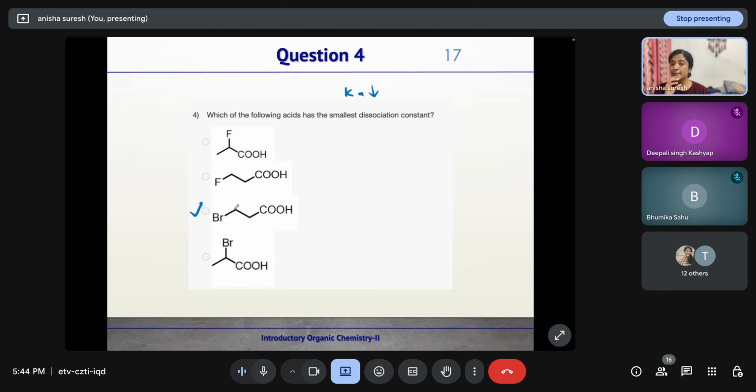Whereas in this case, the bromine is present further from the COOH, and because of that, the stabilizing ability of this bromine will be lesser, and the conjugate base is least stabilized in this case. So the conjugate base being least stabilized means it will be less acidic. So if it is less acidic, the Ka value will be least in this case. Okay.